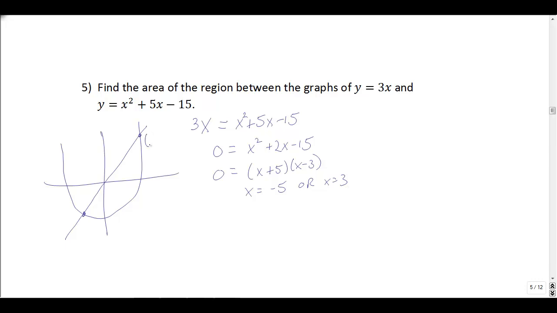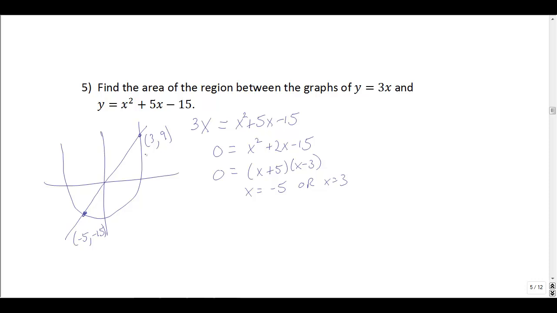So that means we get one intersection point is 3, and we could use 3x, which is 9. We plug in 3 here, it should give you the same thing. Other intersection point is negative 5, comma, negative 15. So those are our two intersection points. Now to find the area, I could do either vertical rectangles or horizontal rectangles.